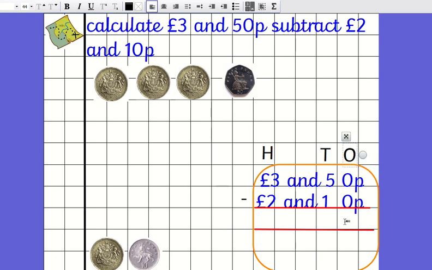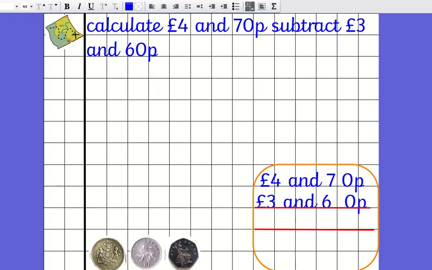Okay, so 0 take away 0 is 0. Always start at the top, remember, and the biggest number goes on the top. So 5 take away 1 is 4. 3 take away 2 is 1. So it's £1 and 40p. Okay, make sure you've got those measurement signs in, so your pounds and your pence. Okay, so £3 and 50p, take away £2 and 10p is £1 and 40p.